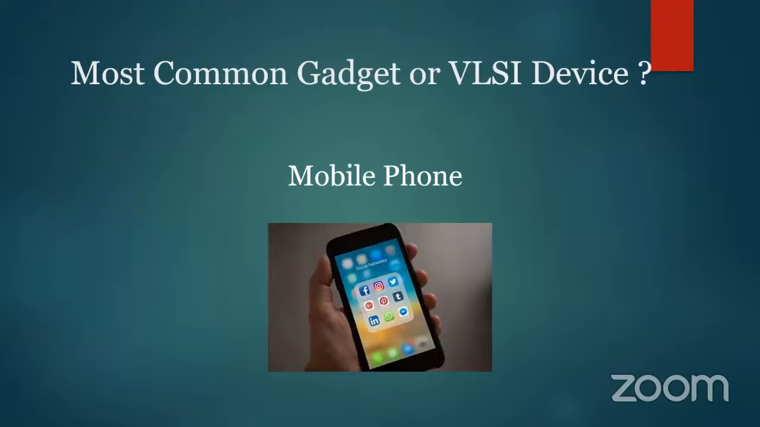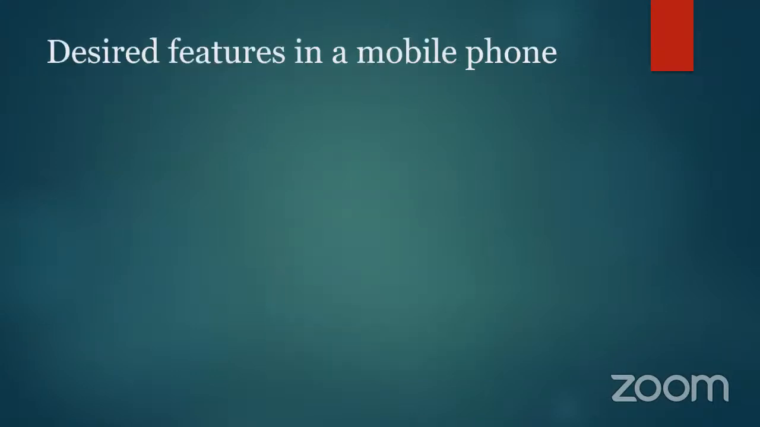So, what are the desired features when we go to the market to buy a mobile phone or cell phone? Let us see a few of them. First, we look for long talk time, so that the phone goes for long hours and doesn't get switched off while we study. The standby time should be more. Don't get confused by the standby time. Standby time just means when the phone is in idle mode. That means it is not actively used for different applications.